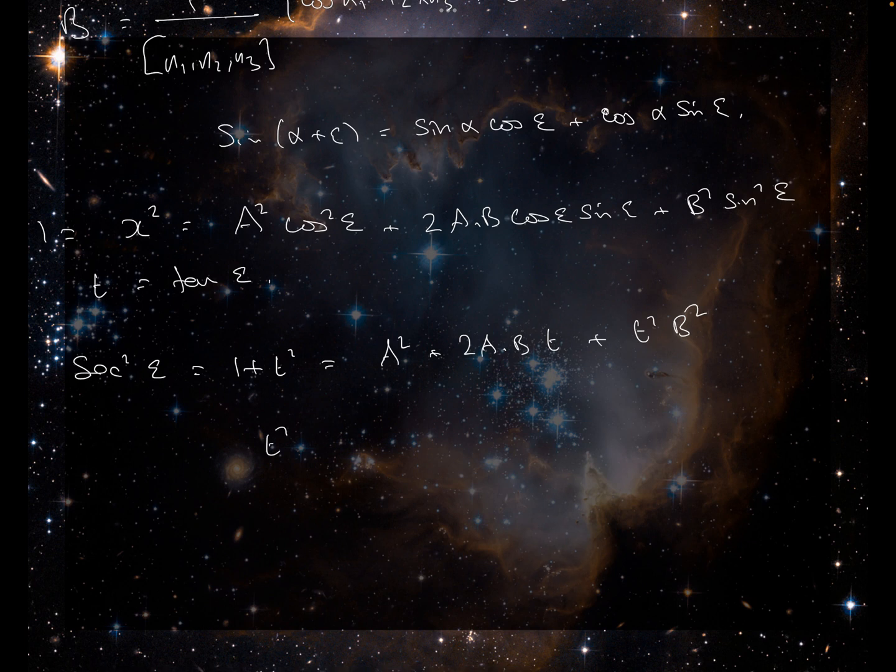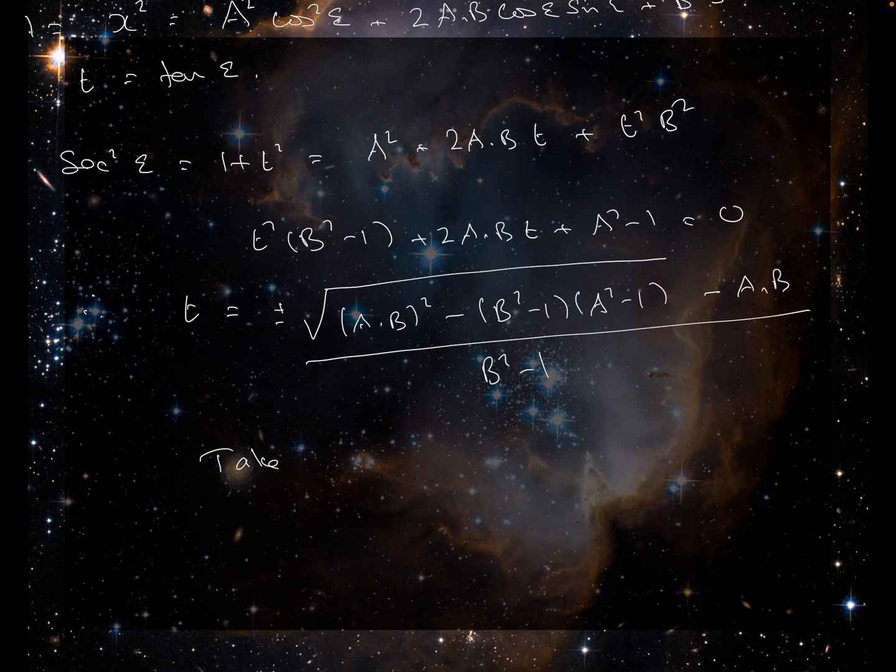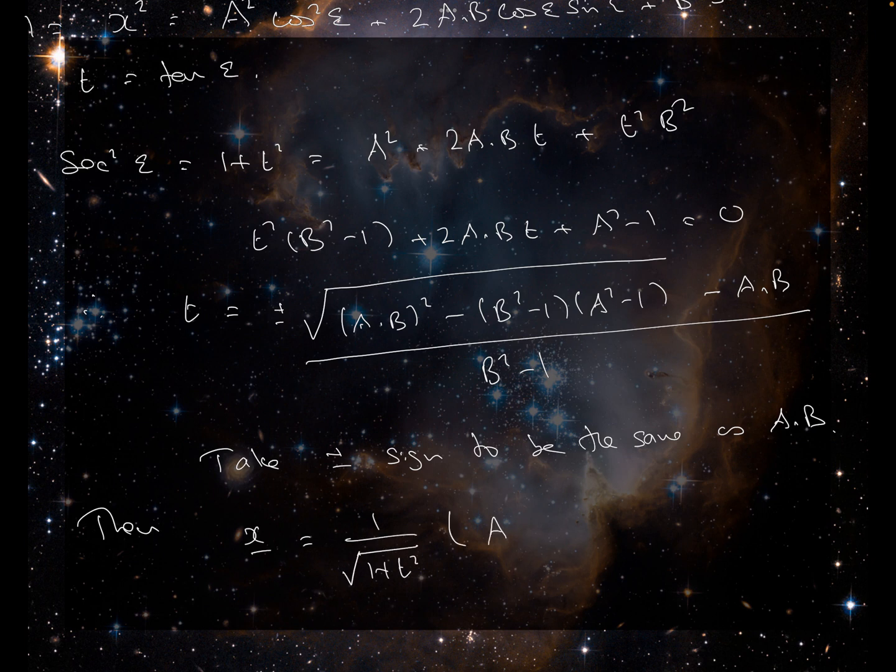Or in other words, t squared into (b squared minus 1) plus 2 a dot b t plus (a squared minus 1) is 0. And therefore t is equal to plus or minus the square root of ((a dot b) all squared minus (b squared minus 1)(a squared minus 1)) minus a dot b, all divided by b squared minus 1. And we'll take the plus or minus sign to be the same as that of a dot b. That would mean that t should be small. Then x is equal to 1 over root (1 plus t squared) into (a plus t b), and that will be the location of the observer.